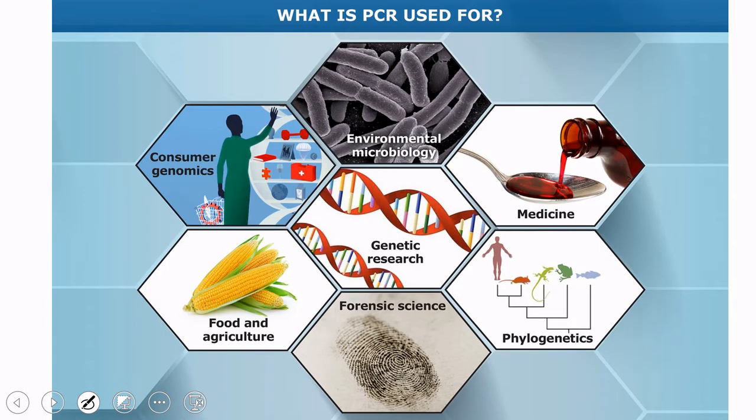What are the uses of PCR? In any area of biological science or medical science, you cannot imagine without PCR. So PCR is used in almost all areas. Either it will be environmental microbiology, medicines, phylogenetics, forensic science, genetic engineering, molecular biology, biochemistry, food and agriculture. It means in any area of biological science, PCR is compulsory.